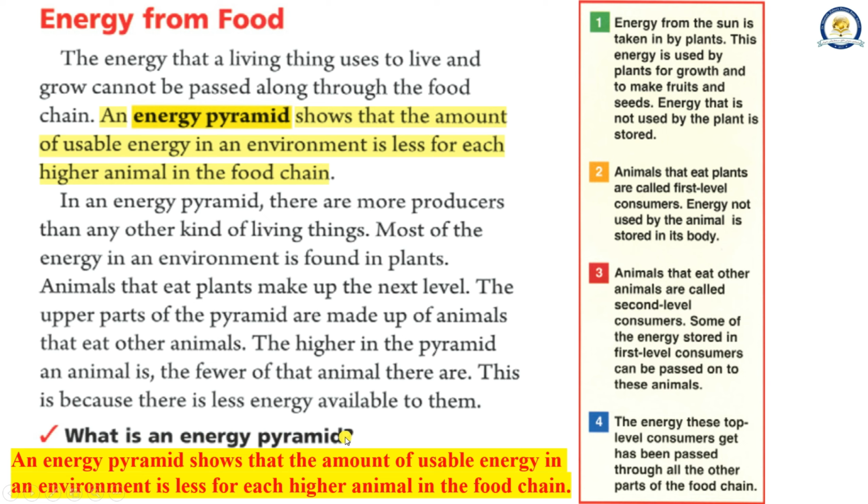What is an energy pyramid? An energy pyramid shows that the amount of usable energy in an environment is less for each higher animal in the food chain.